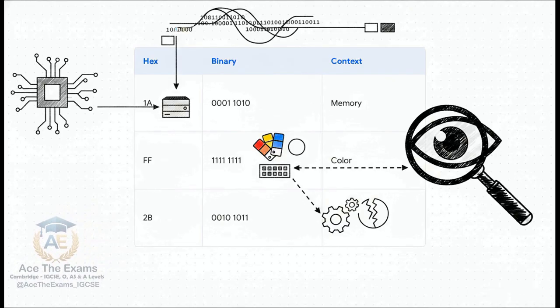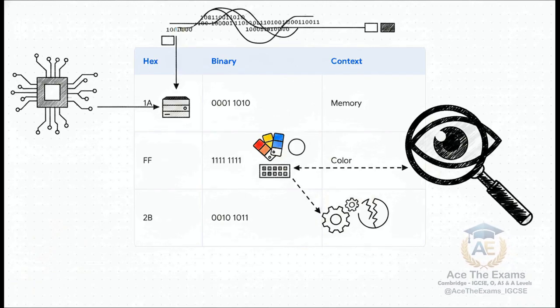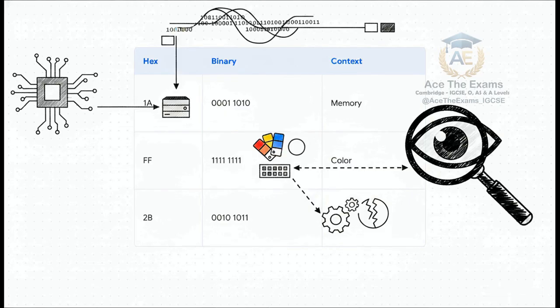Notice how 1A, acting as a memory address, requires a completely different processing approach than FF. FF represents a color code maximizing that 8-bit register with a solid string of ones. Your data interpretation skills here are absolutely critical. To draw evidence-based conclusions, you must look at that binary string of ones and immediately recognize the boundary condition it represents in a graphics rendering algorithm.